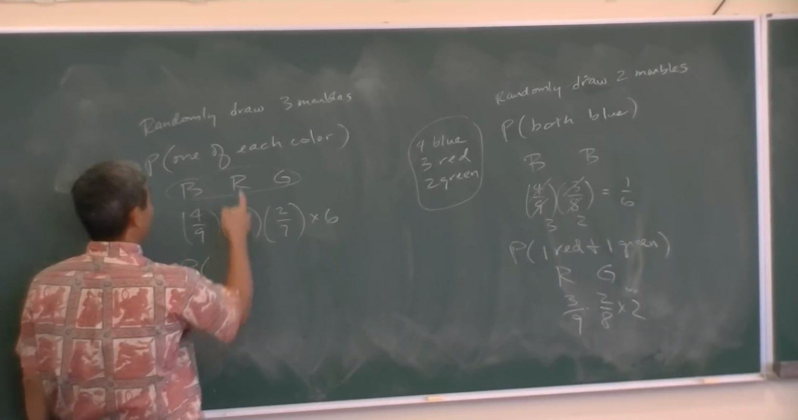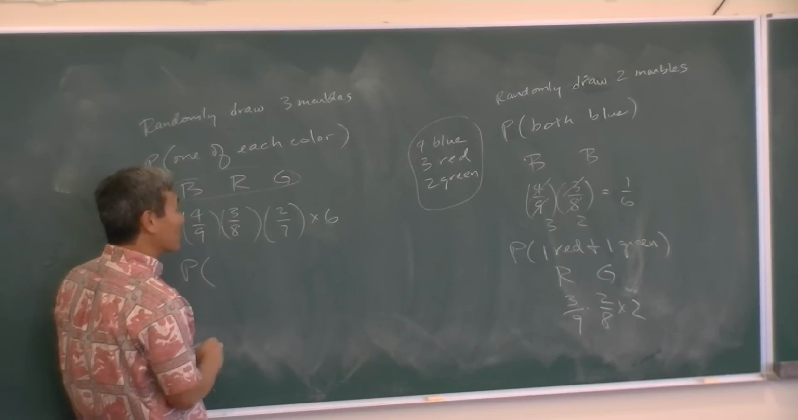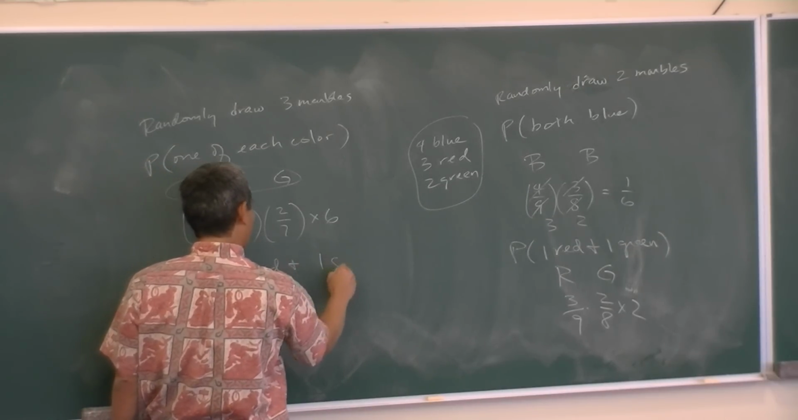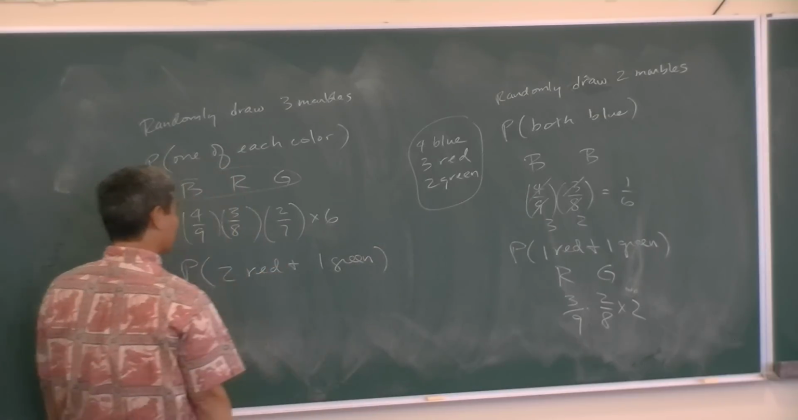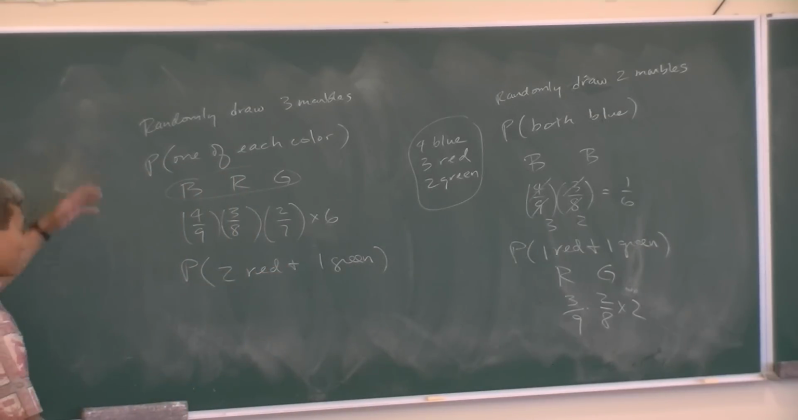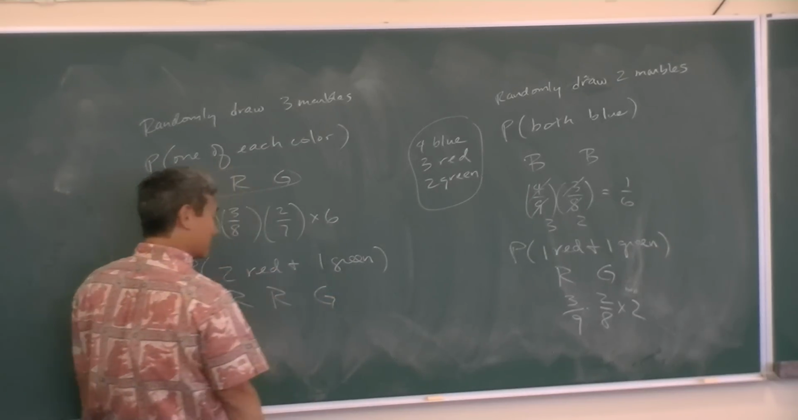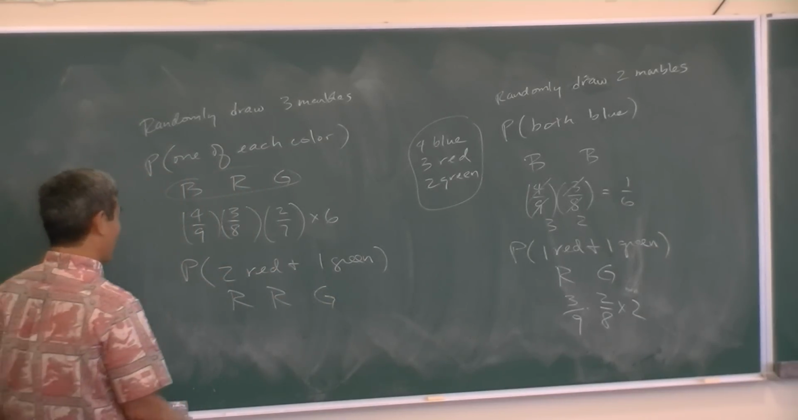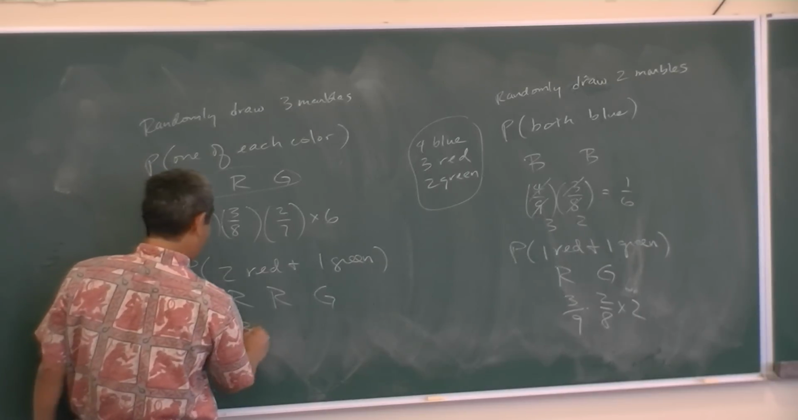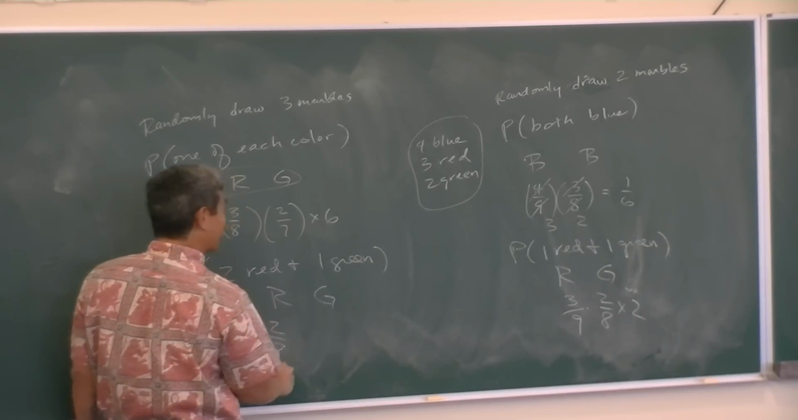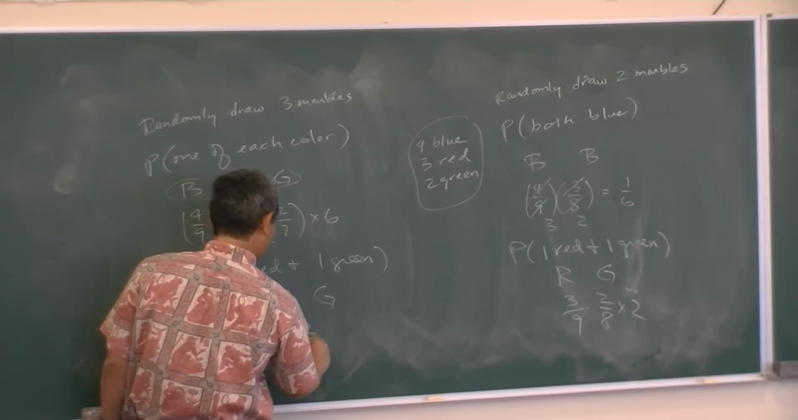What's the probability, now same thing, draw 3 marbles. What's the probability of getting 2 red and 1 green? Okay, let's do a specific case. Red on the first, red on the second, green on the third. What's the probability of pulling out a red marble? 3/9. Another red? 2/8. And then green? 2/7.